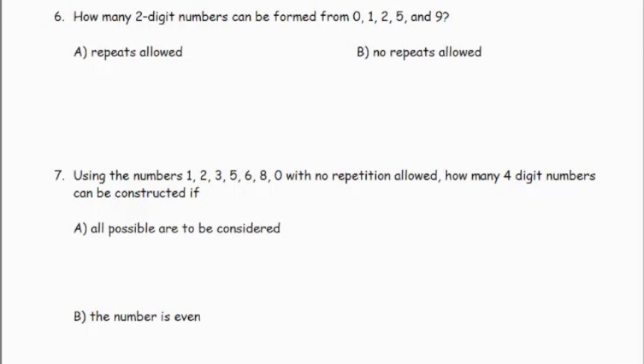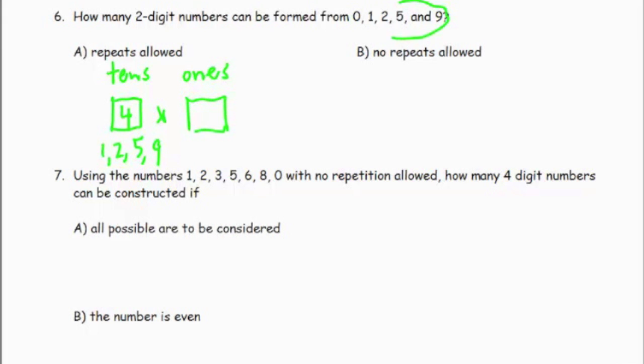How many 2-digit numbers can be formed from these 5 digits? Okay, so you only have these 5 to work with. Repeats are allowed. So for the tens digit, again, the 0 is involved, so we only have 1, 2, 5, and 9 available to us. So there are 4 options there. For the ones digit, we do have all 5 digits available. Multiplying those out gives us 20 numbers that we can make.